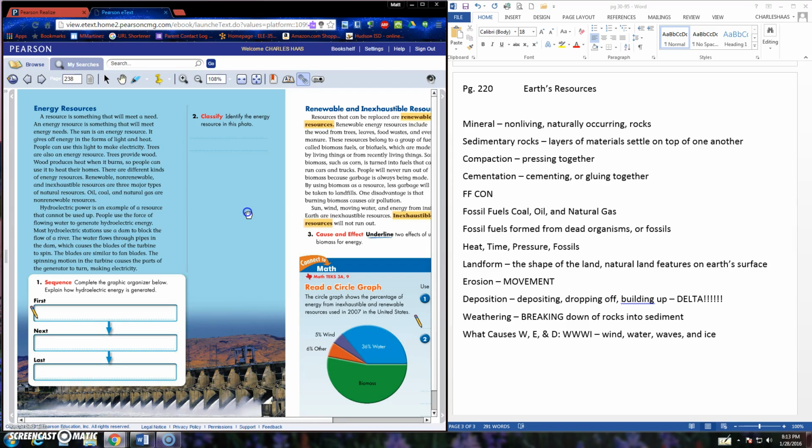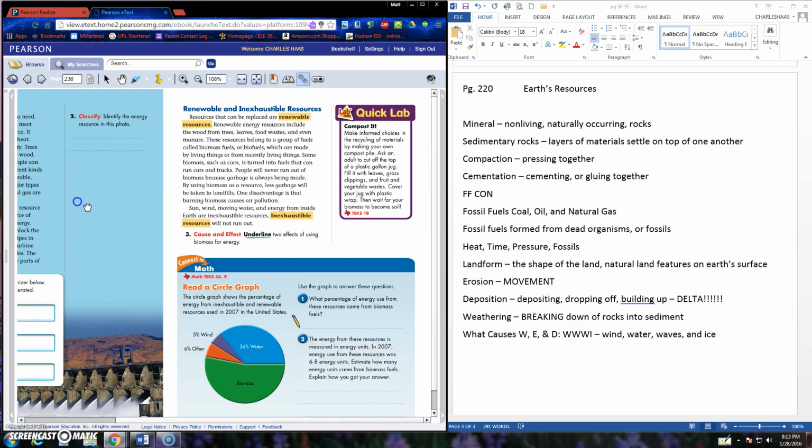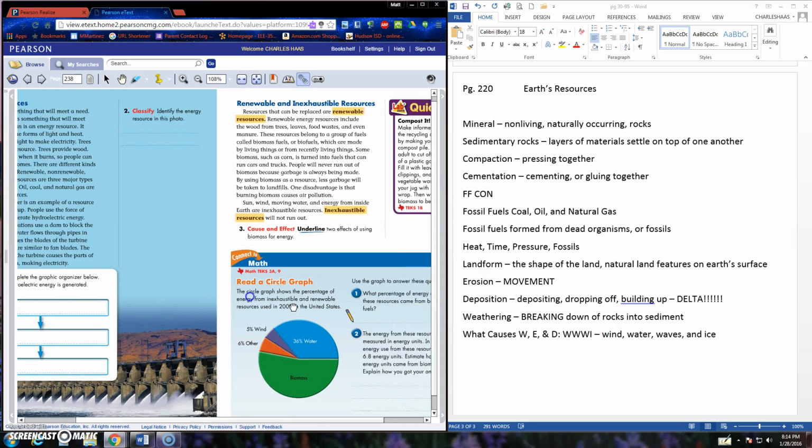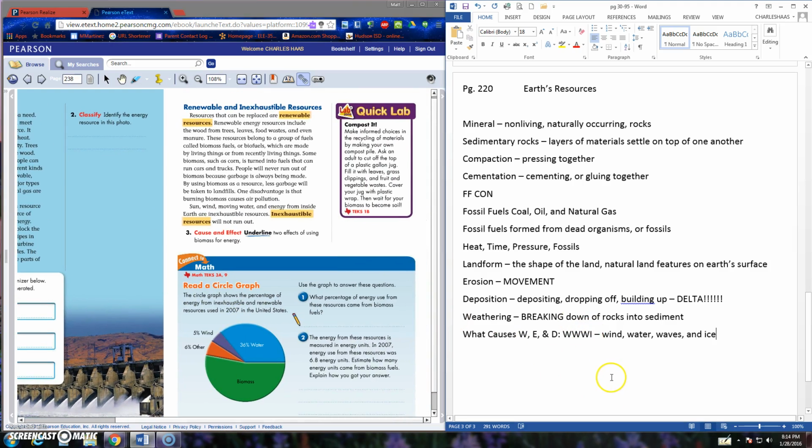Energy resources. So energy resources are broken into a few different categories. Renewable resources.